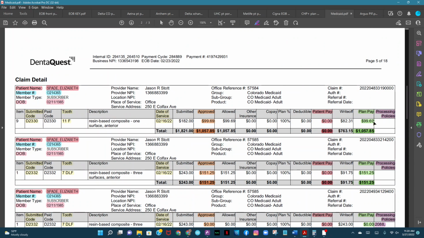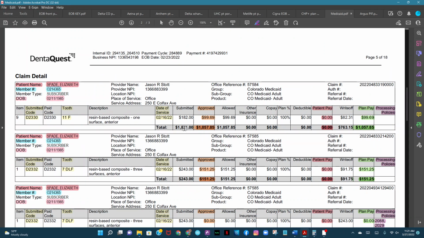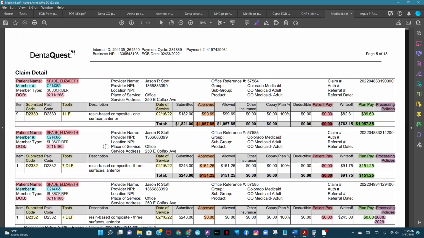Okay, so going down. The total the plan paid was $1,057.85. They have patient pay at 0, and the approved amount is $1,057.85. So they did pay everything in full there. As you can see, there are no remark codes on this claim. Just be sure that those approved amounts are the same fees that we have in EagleSoft.